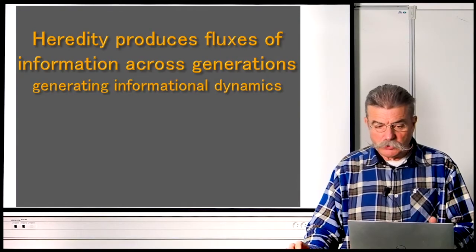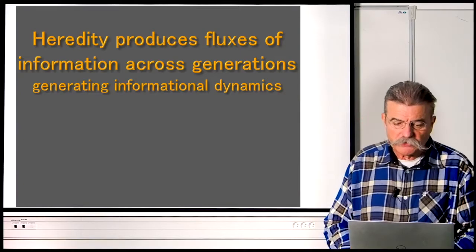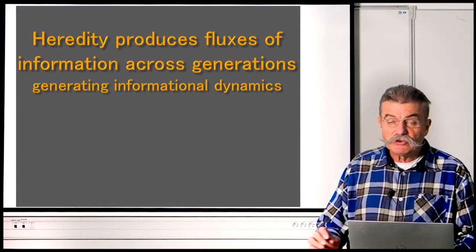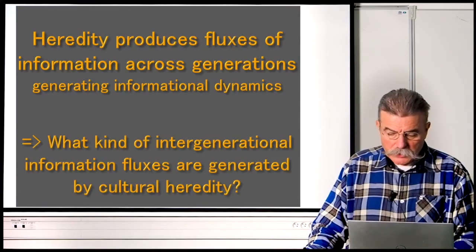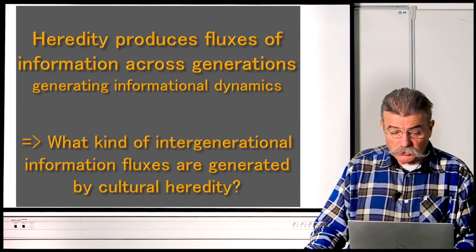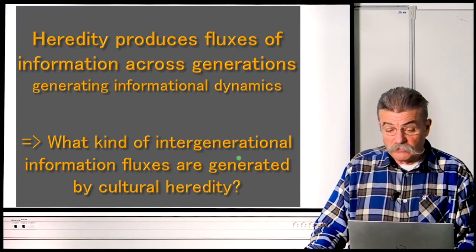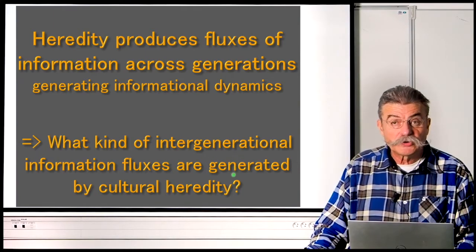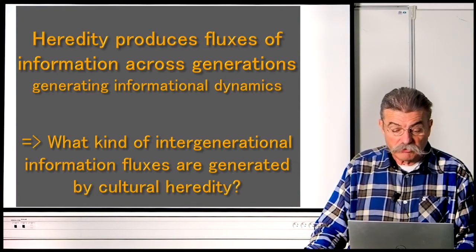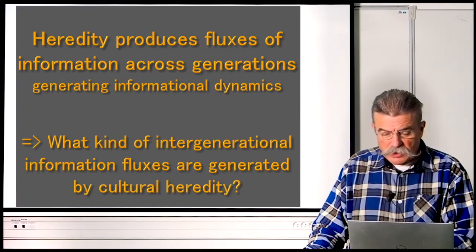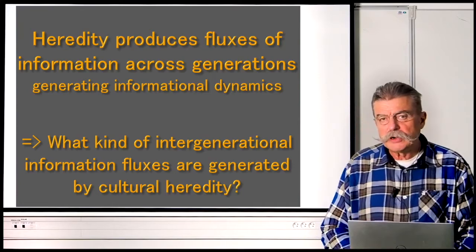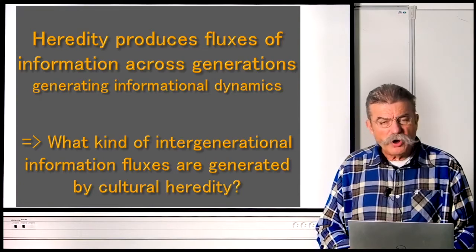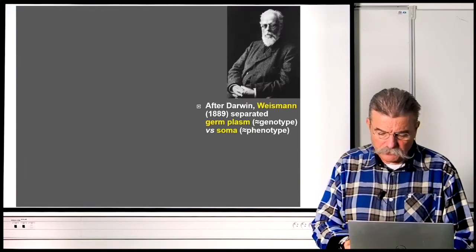So heredity would in effect produce fluxes of information across generations, generating informational dynamics over evolutionary time. And the question is now, what kind of intergenerational information fluxes are generated by cultural heredity? Are they of similar nature as the fluxes that are generated by genetic transmission, or are they of a different nature? Do they have different properties?